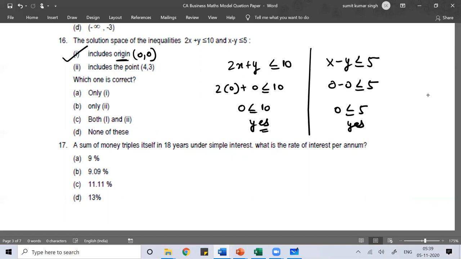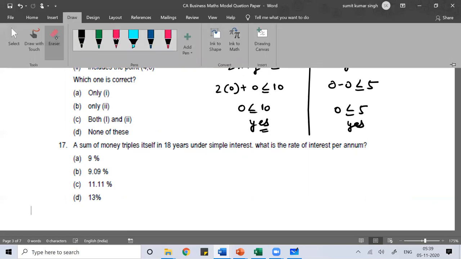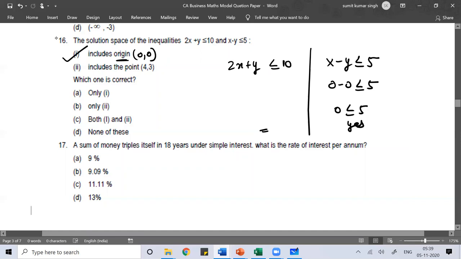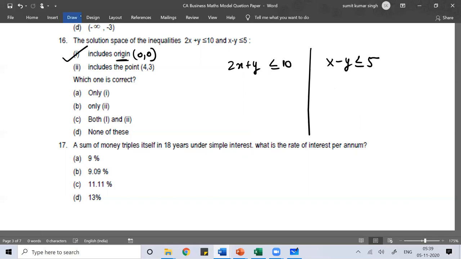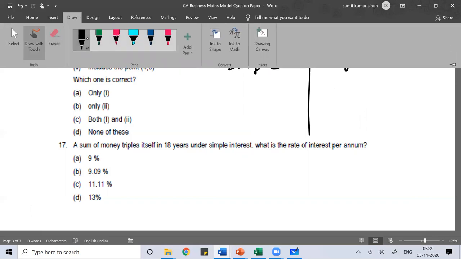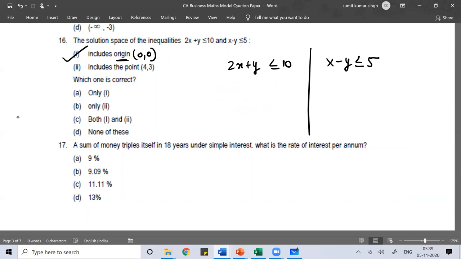Okay, then going forward, the next option includes the point 4, 3. So 4, 3 means x coordinate is 4 and y coordinate is 3. So 2 into 4 plus 3, is this less than or equal to 10? This is 8, this is 11. Is 11 less than or equal to 10? No. It is not satisfying the inequality, so this will not be a part of the solution.